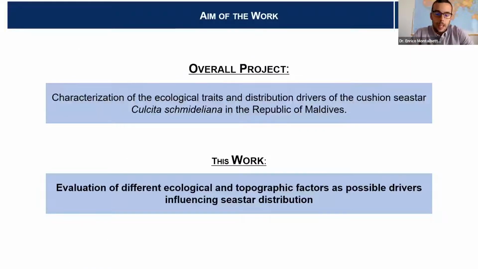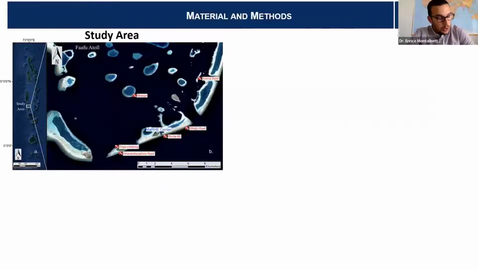So given this information, the goal of the study was to fill the gap of knowledge about the habitat selection of Culcita schmideliana and the factors influencing its distribution, taking into consideration mainly the availability of coral prey and the topographic complexity of the sea bottom as possible drivers of Culcita diffusion. To do so, we combined two different approaches, one based on visual census techniques conducted by snorkeling and scuba diving, and one photogrammetry approach that allowed us to digitally reconstruct our study sites.